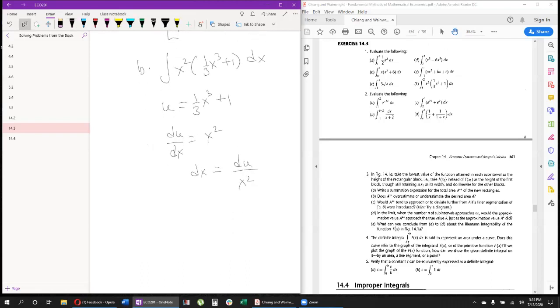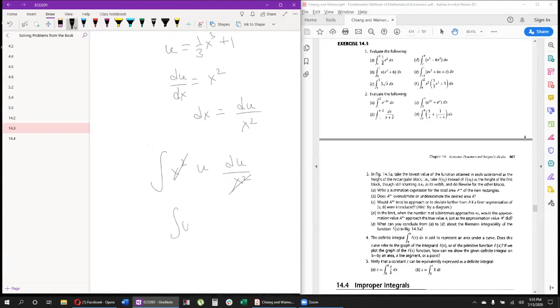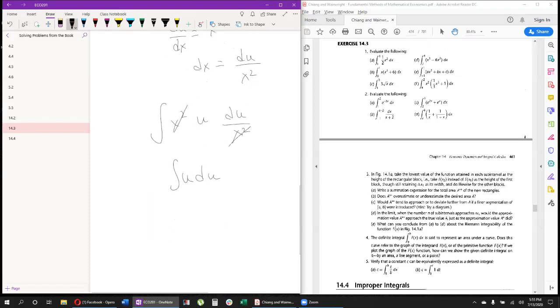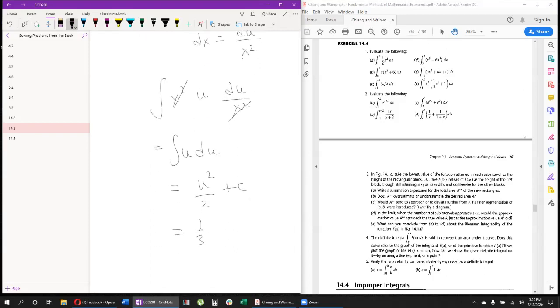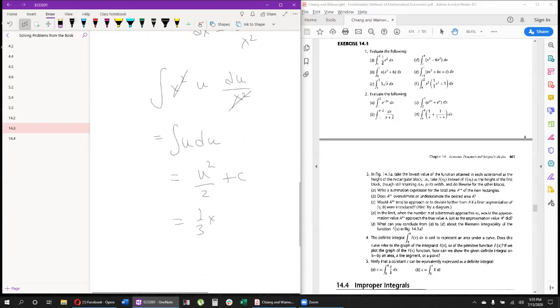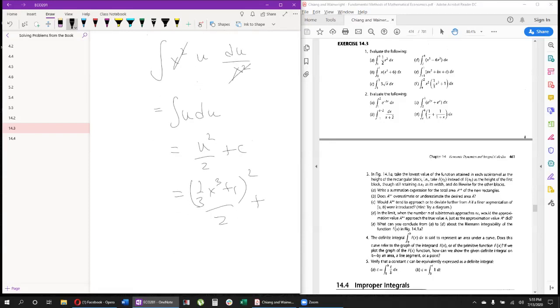Now I can start replacing things. So integrating x squared times 1 by 3 x cubed plus 1 is u, and dx is basically du by x squared. So x squared cancels out, and I am left with u du, which integrated gives me u squared by 2 plus c. Now, of course, I know what u was: 1 by 3 x cubed plus 1, this whole thing squared by 2 plus c.